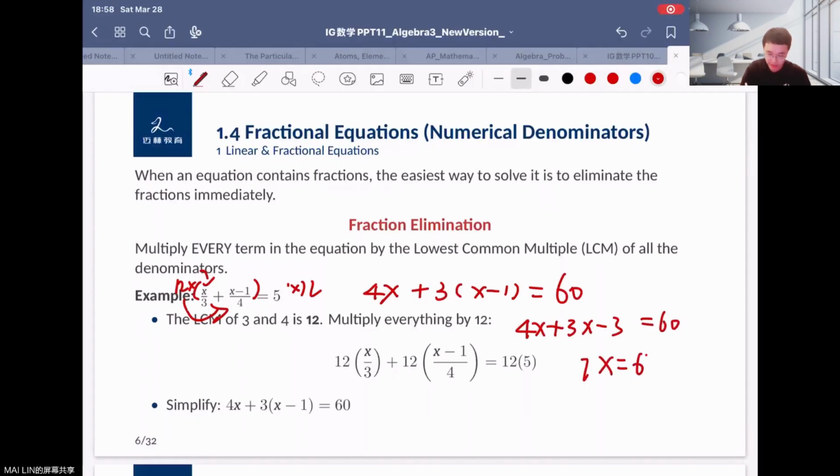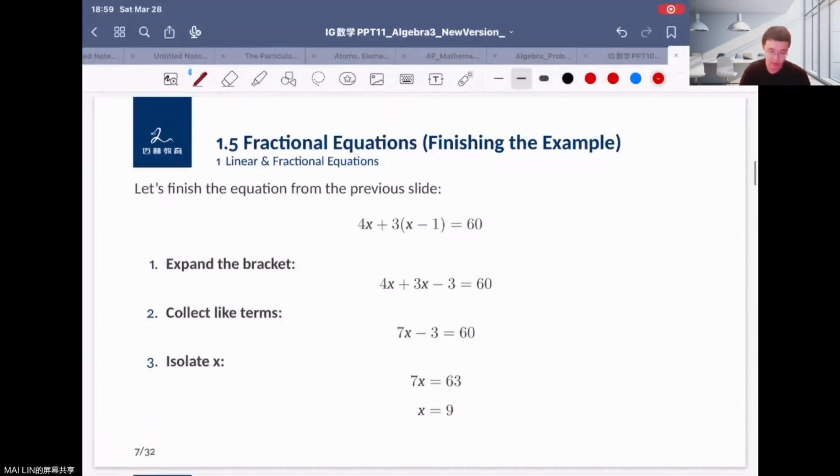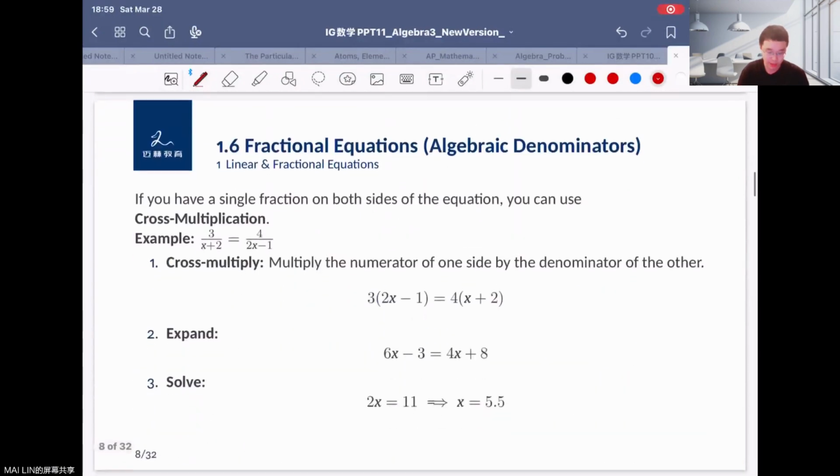So 7x equals 63, and you can divide by 7 on each side. That is x equals 9. So that is how we solve these equations. There is a process that helps you to do these problems.